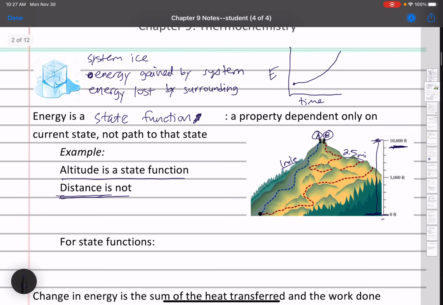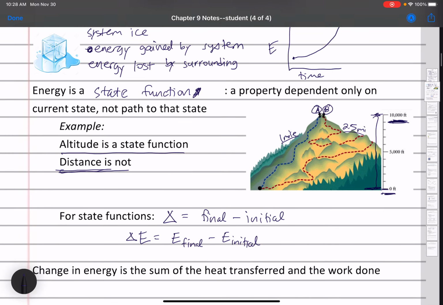So for state functions, the change, all right, is just the final minus the initial. So in the case of altitude, their final altitude was 10,000 feet and their initial was 0 feet. So the change in altitude was positive 10,000 feet. All right, so since energy is a state function, the change in energy of a system is going to be the final energy minus the initial energy.